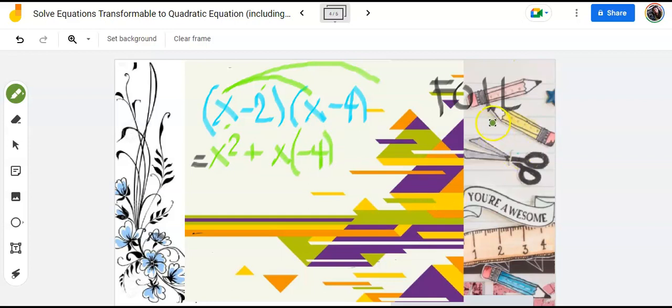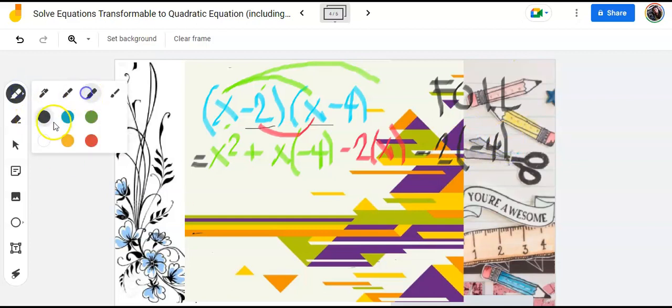Next, letter I. Inner terms. Ang atong inner terms, negative 2 o ang x. So, we say negative 2 times x. And the last letter is L. L stands for last terms. Ang last terms kay negative 2 o negative 4. We say negative 2 times negative 4.